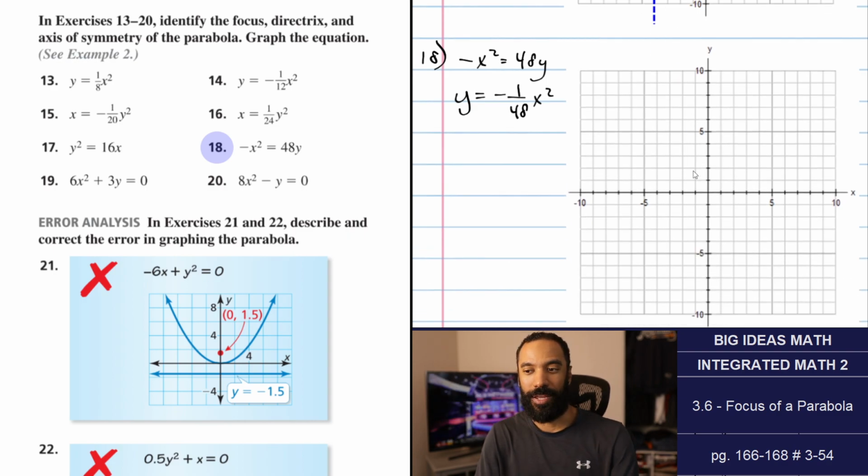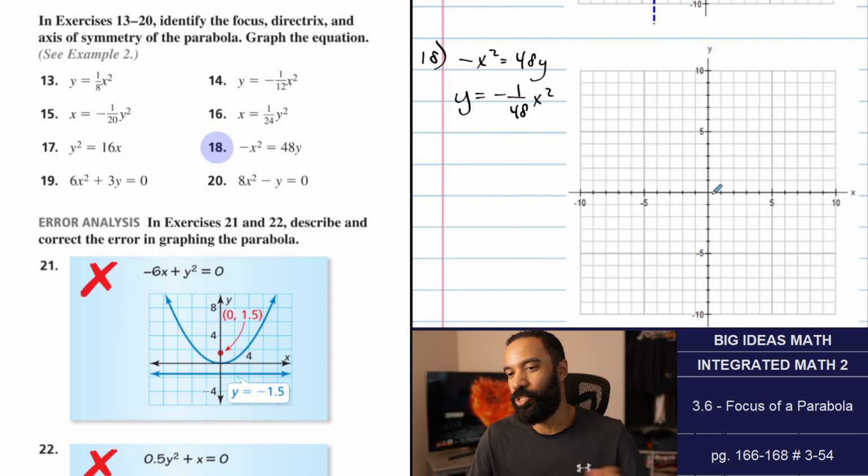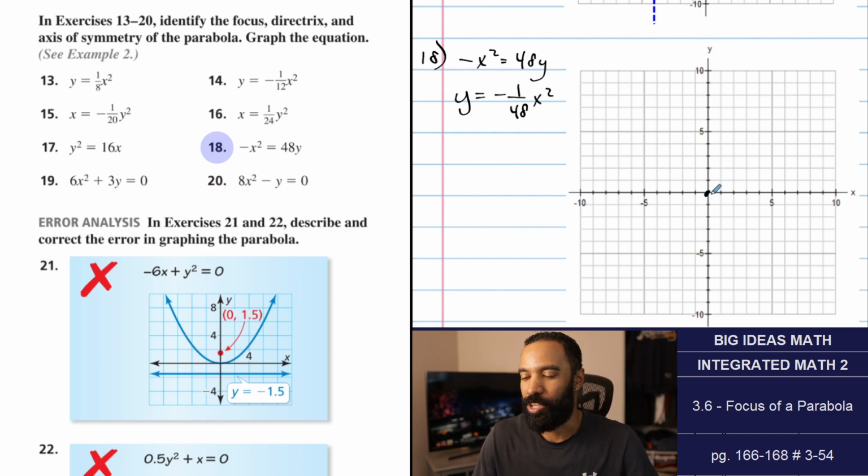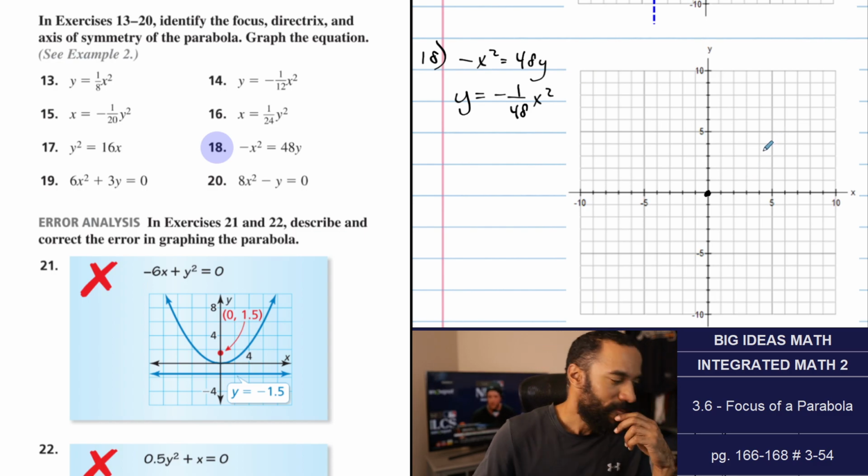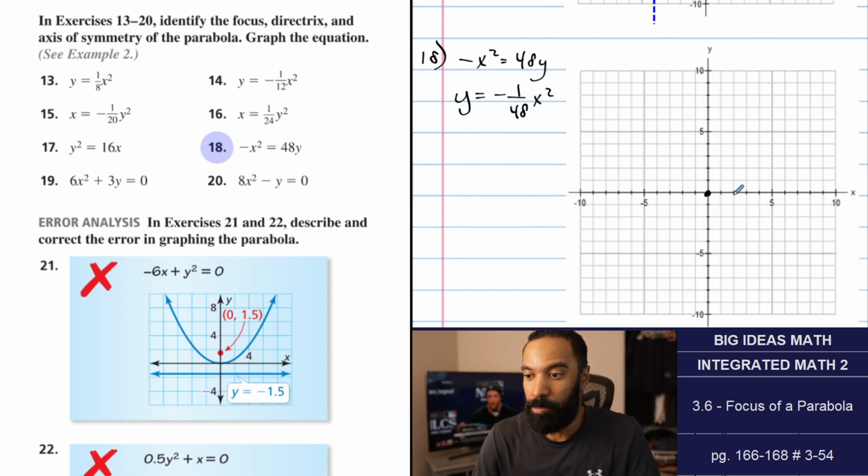I'm not going to be able to plot when x equals 1. Probably when x equals 2. So, vertex at the origin, y equals negative x squared. It's going to go downward. Over 1, down 1/48. No. Over 2, down 4/48. Excuse me, that's down 1/12. Still pretty much no. I'm going to plot it very small.